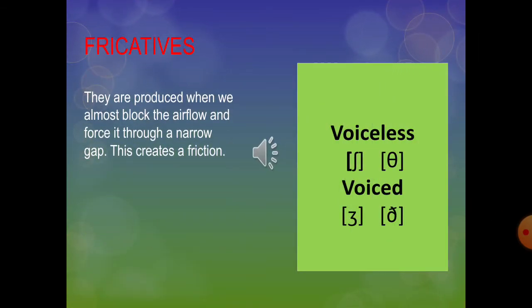Fricatives. They are produced when we almost block the airflow and force it through a narrow gap, creating friction. We have in initial sounds, for example, for, sun, hello. We have in final sounds, for example, half, has, and have.